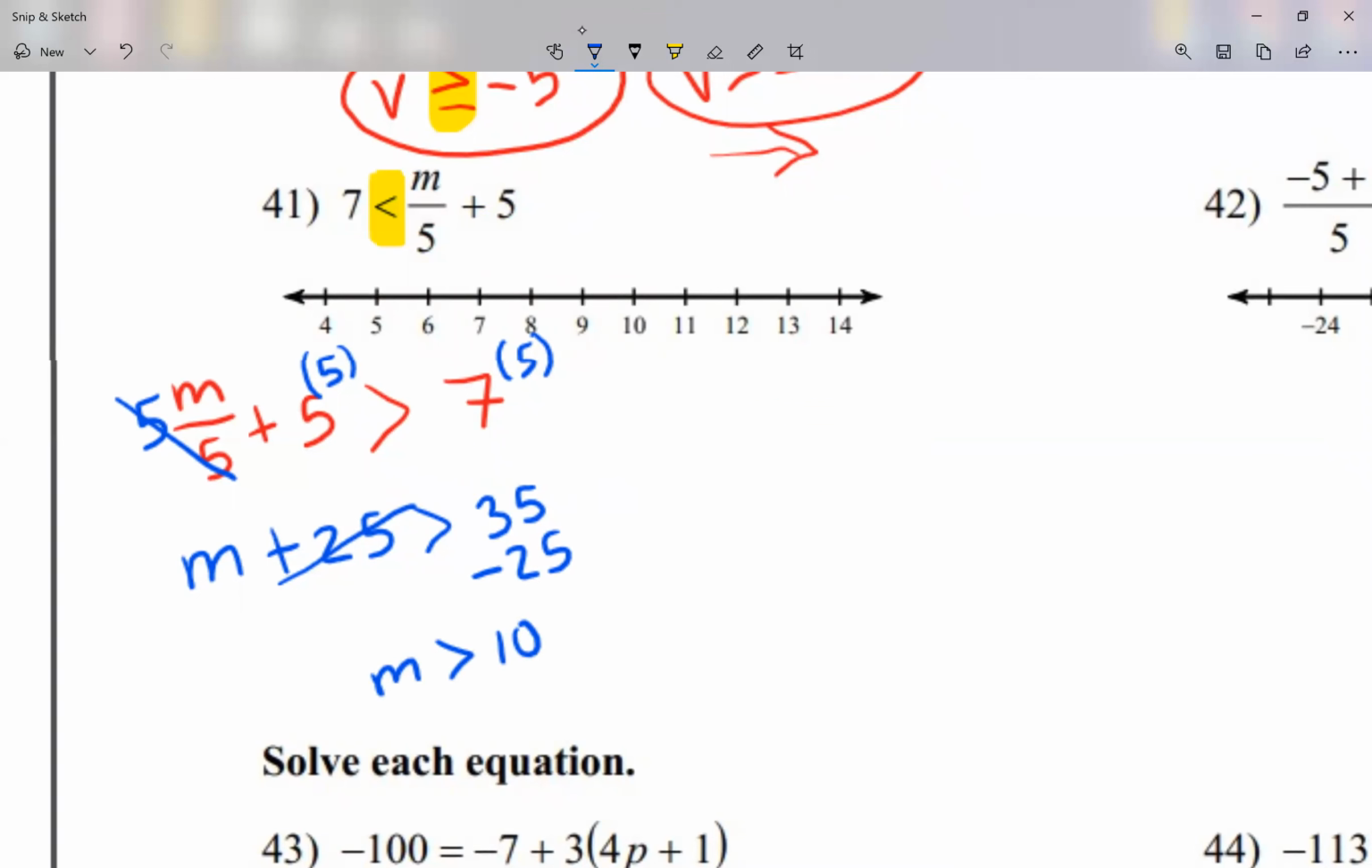Now to graph this, I'm going to circle 10. This time, I'm going to leave the circle open, because my inequality sign does not have that or equal to. Now, if you pay attention to the inequality sign, it looks like an arrow that's pointing to the right. So I'm going to go towards the right.